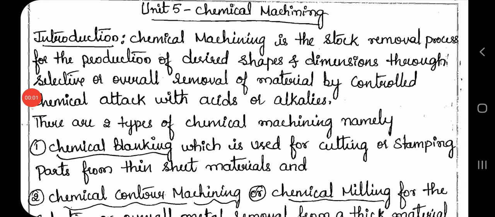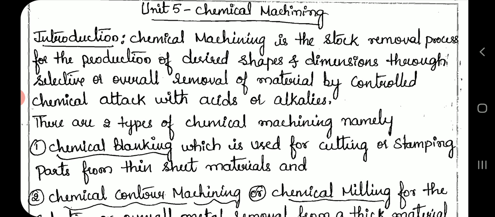Continuation of Module 3. Chemical Machining. Introduction. Chemical machining is the stock removal process for the production of desired shapes and dimensions through selective or overall removal of material by controlled chemical attack with acids or alkalis.